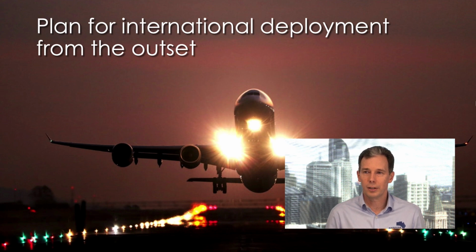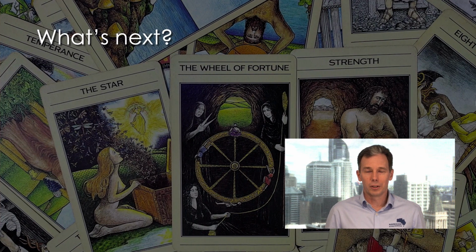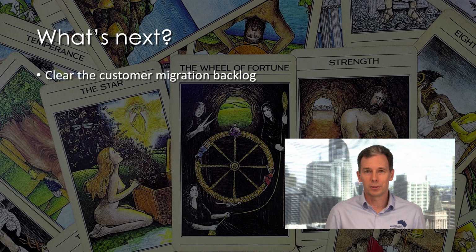So what's next? Well, first of all, we've got a long customer migration backlog that we need to clear. There's probably at least 12 organisations that we need to work through.